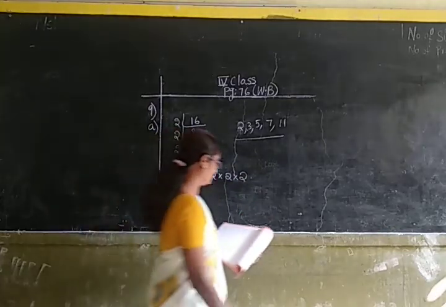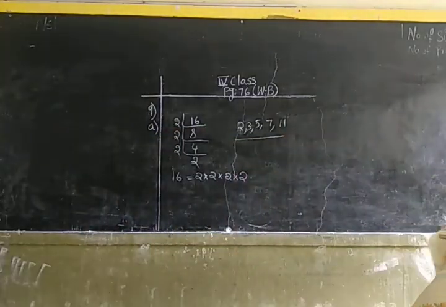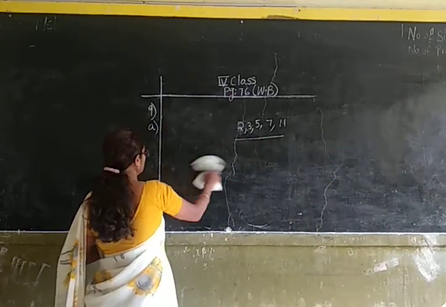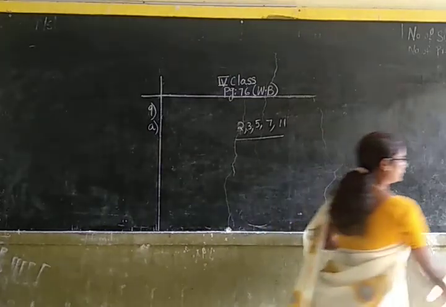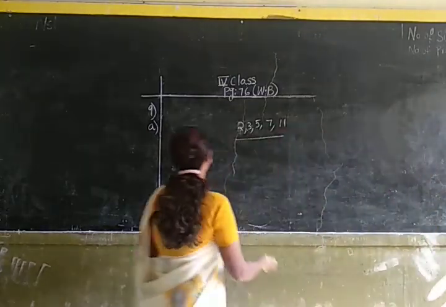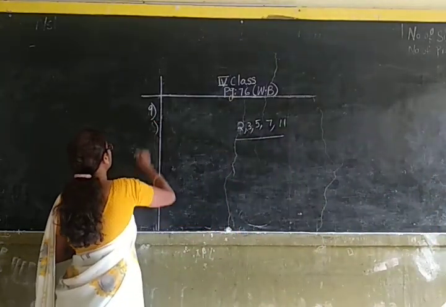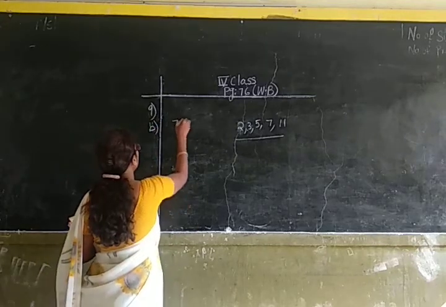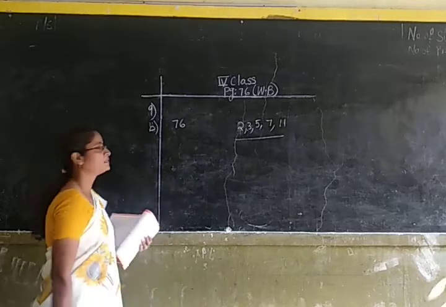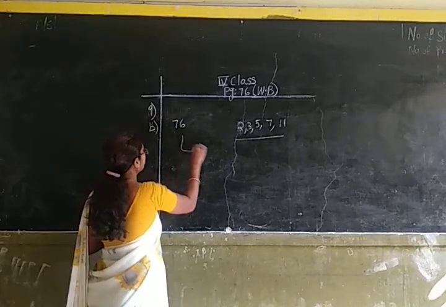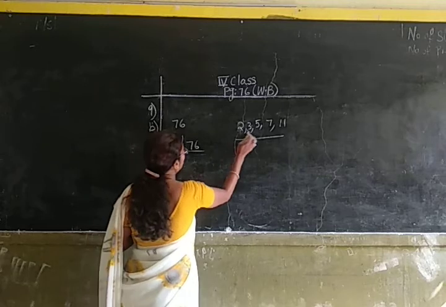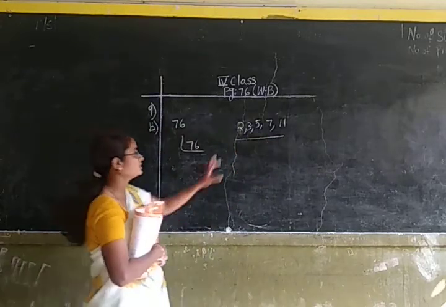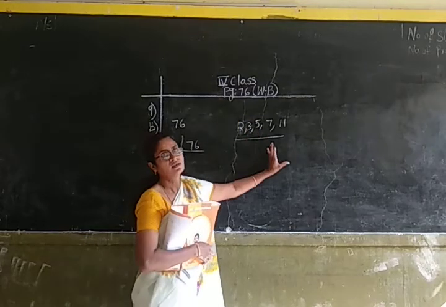Okay, children. This is the way of finding the prime factors of a given number using the prime factorization method. Now let us do the B sum. Let us find out the prime factors for the number 76. First you have to check whether 76 is in the 2, 3, 5, 7 or 11 table, because these are the prime numbers.